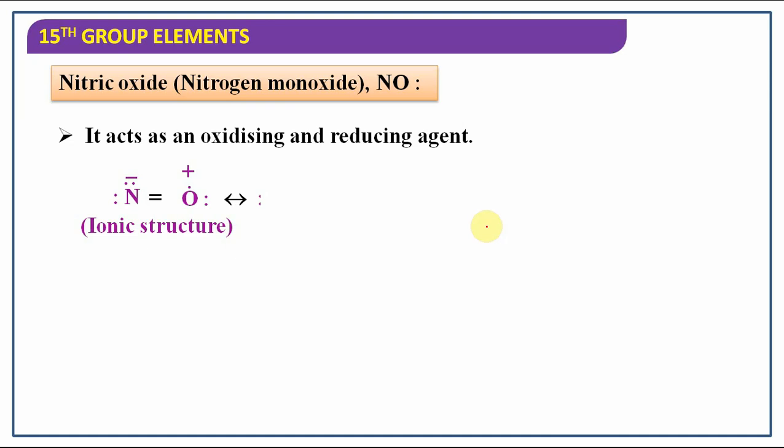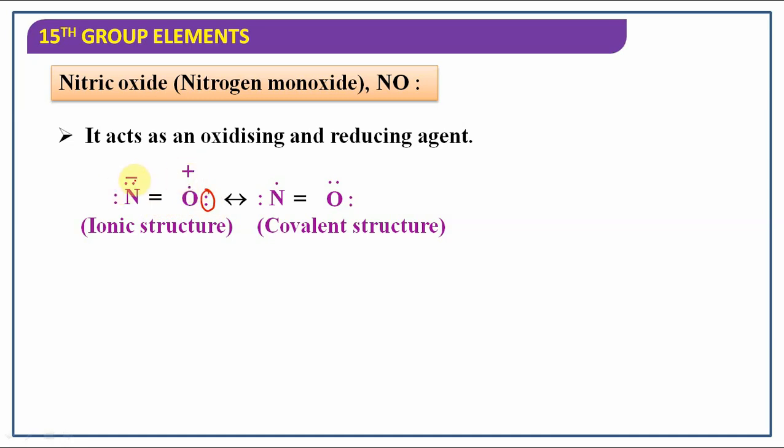If you observe it carefully, there is a possibility of two structures for nitric oxide. One is an ionic structure, another one is a covalent structure. In the ionic structure, nitrogen has a double bond with oxygen. With oxygen, two bonds have been formed, and it has two lone pairs. Short of one electron, that's a plus charge; excess of one electron, that's a negative charge, right?